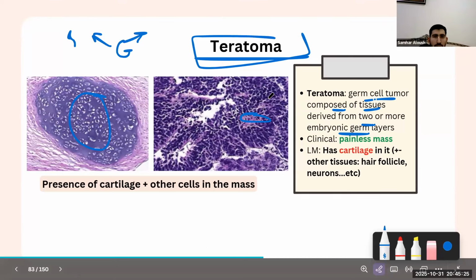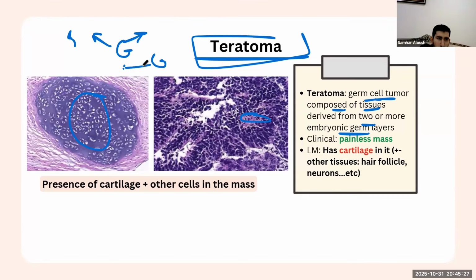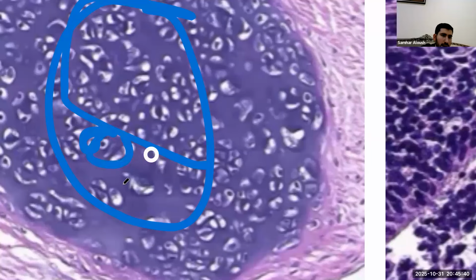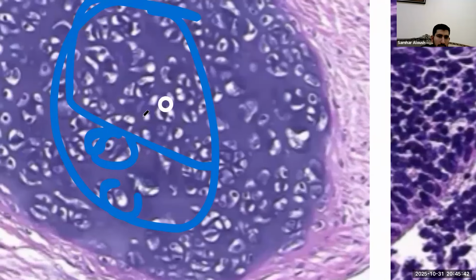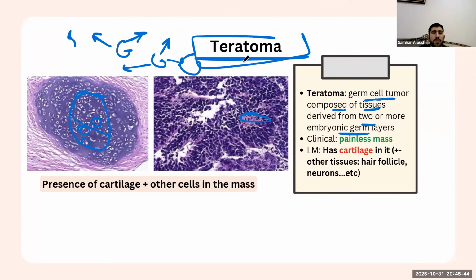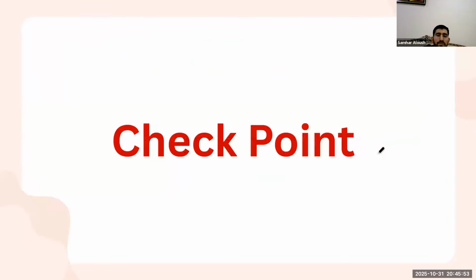So teratoma is a germ cell tumor. Instead of developing into a sperm or embryonal stuff, the germ cell developed into something like a human body. So it has cartilage, and cartilage in histology looks like eyes. See here, it's like an eye. Look, this is clearly an eye. That's teratoma. It's also a painless mass, because all of them are painless except embryonal, which is painful, and it has cartilage in it. Okay, so I will review them one last time.